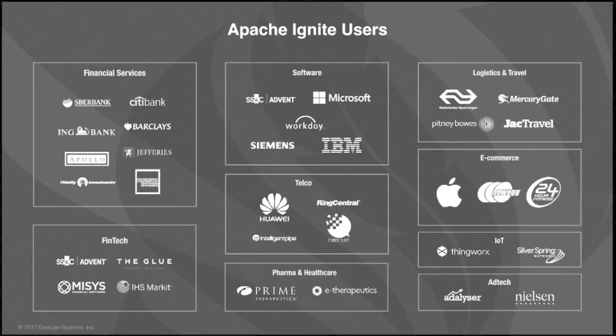Most of them fall into the financial services market because of the guarantees, strong consistency and transactional guarantees that are provided by this platform. But at the same time, some companies such as Silver Spring Networks and ThinWorks already use Apache Ignite exactly for the IoT scenarios, using Apache Ignite as a distributed storage and computational platform.